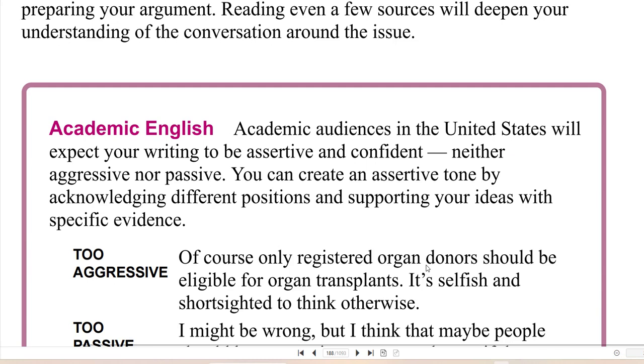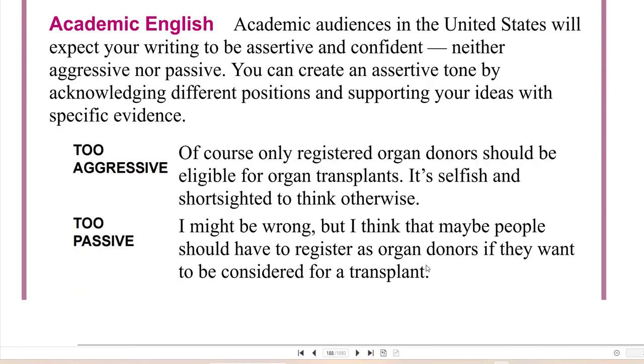Academic audiences in the United States will expect your writing to be assertive and confident, neither aggressive nor passive. You can create an assertive tone by acknowledging different positions and supporting your ideas with specific evidence. Too aggressive: "Of course, only registered organ donors should be eligible for organ transplants. It's selfish and short-sighted to think otherwise."